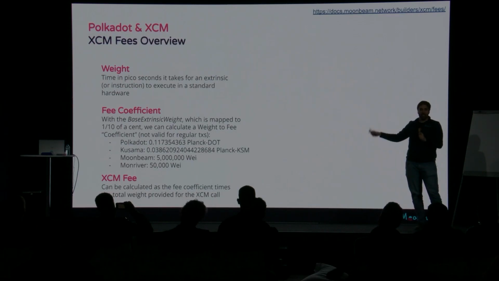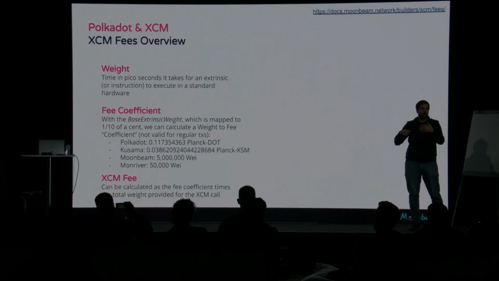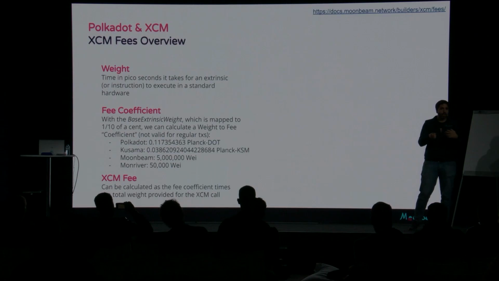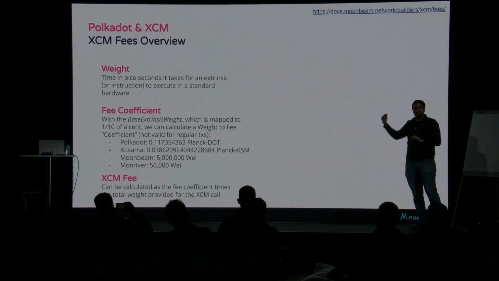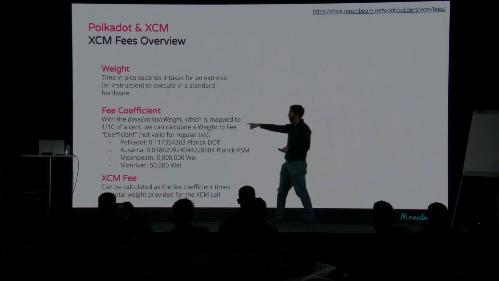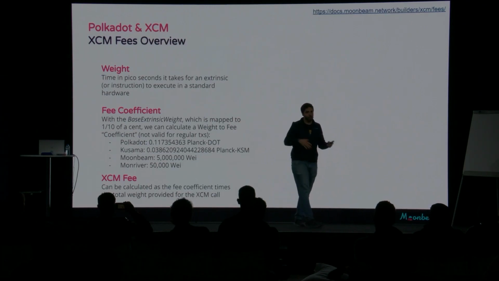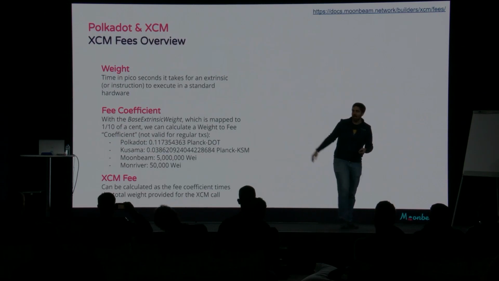This is only true for XCM because regular extrinsics have, like, how full the block is and so on. And so this doesn't work for all the extrinsics. Please don't use it. The other error here is to say that it's 0.11 Planck DOT. I mean, there's no decimals of Planck DOT. That's the smallest unit. But just bear with me in this case.